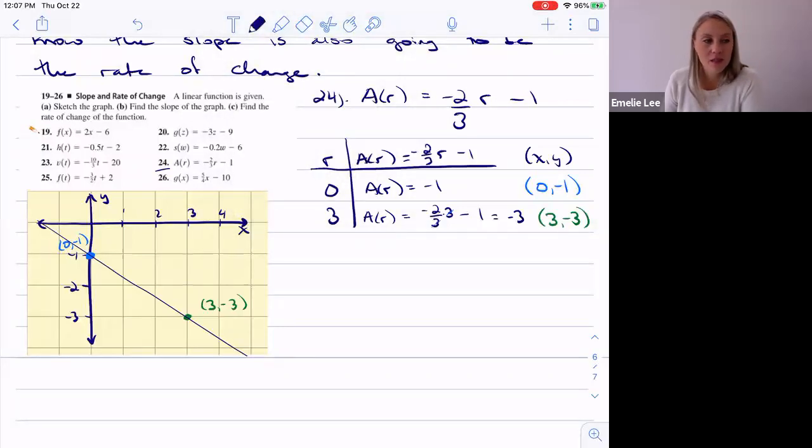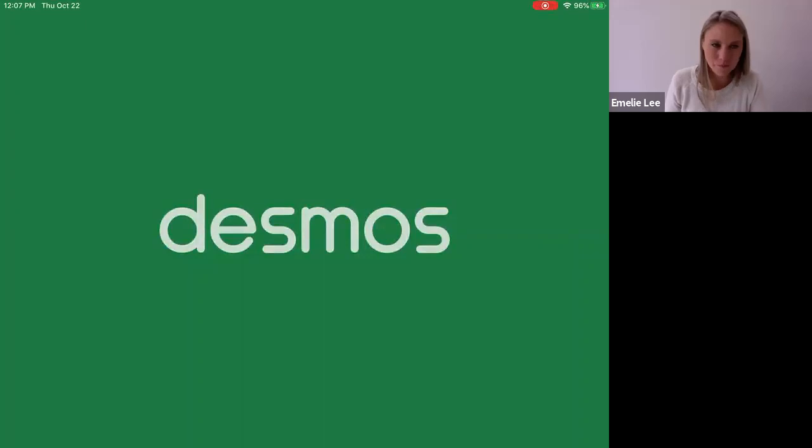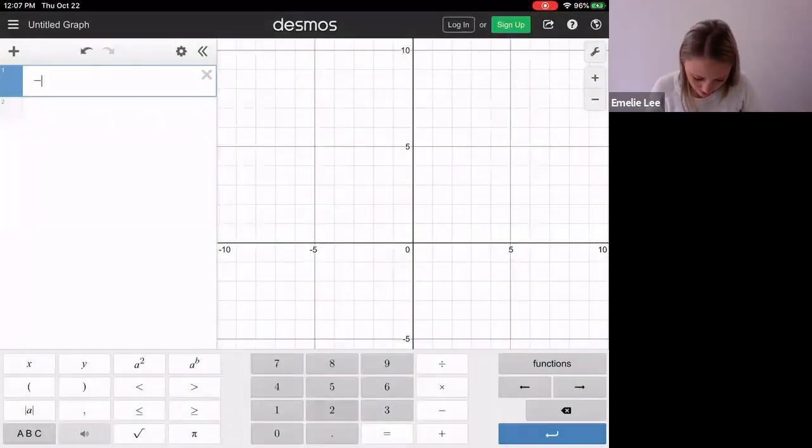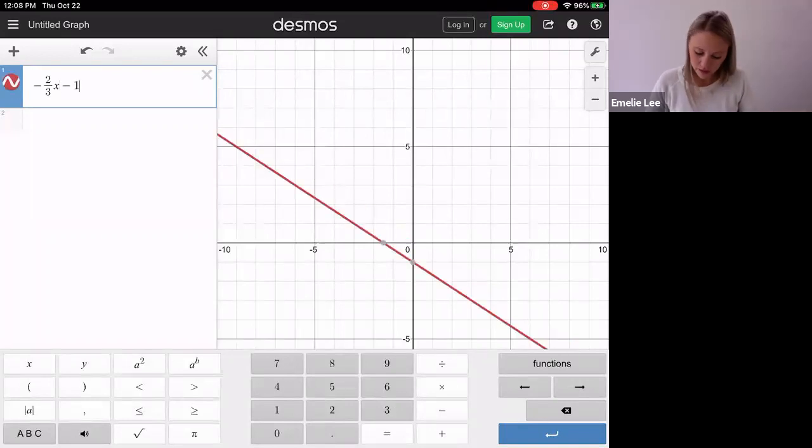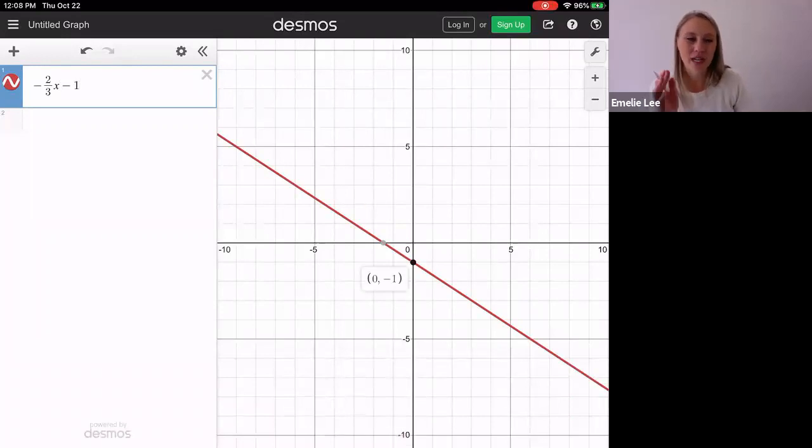So we can confirm this using Desmos, right? If we graph negative 2 over 3 r minus 1 using x instead of r, if we go to Desmos, then we can graph negative 2 divided by 3 times x, and then, shoot, what was it? Minus, no, I've lost it, minus 1. There. So it actually already tells us that the y-intercept is negative 1, which we knew, right? And then the other point that we found was at x equals 3. When x is 3, y is -3, and I can't seem to capture it there.